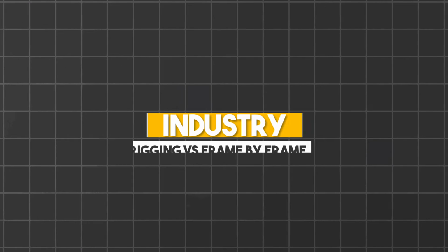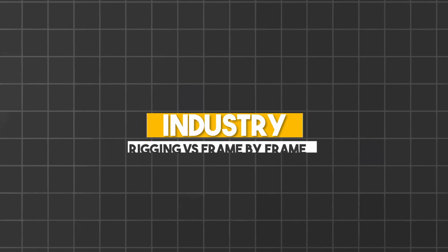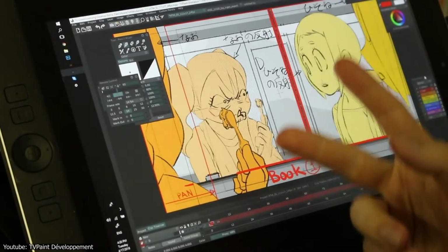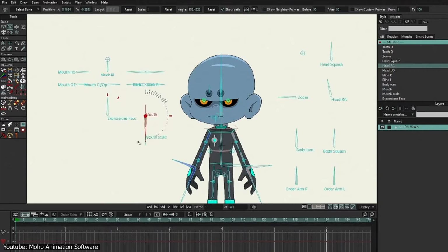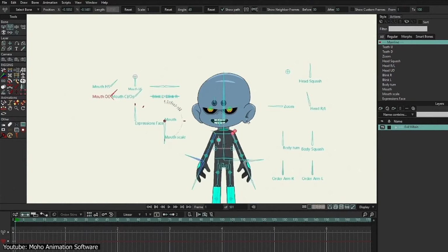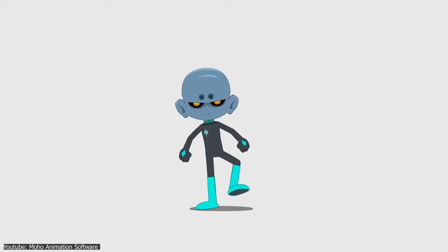Let's talk about these two methodologies of animation in the context of the industry. It is no secret that frame-by-frame animation has slowly fallen off the face of the industry the more rigging became prominent and normalized in the 2D animation industry. Why? Money.